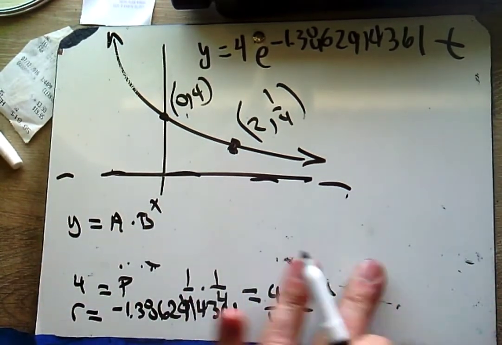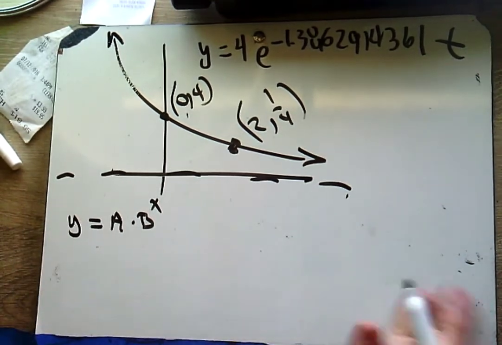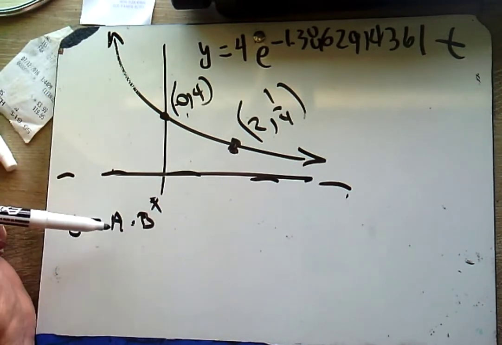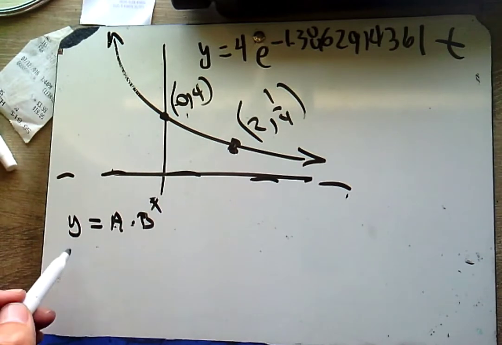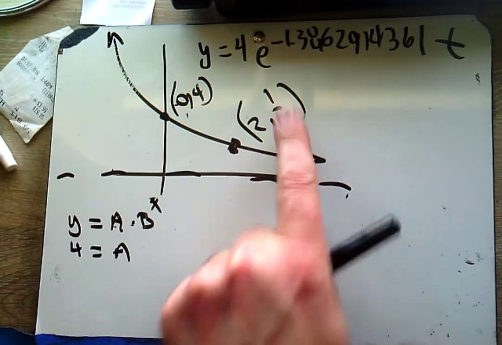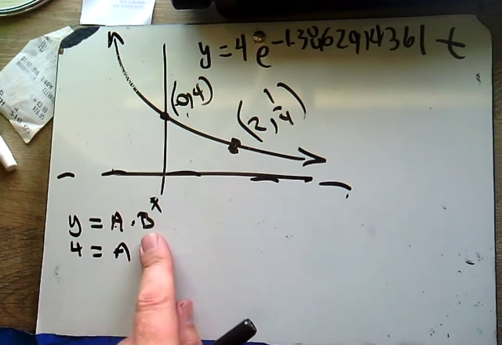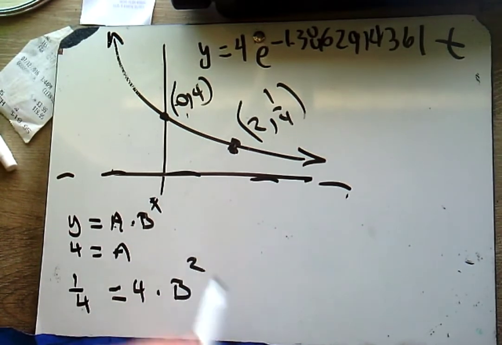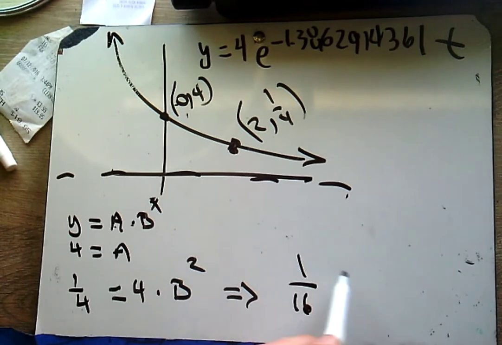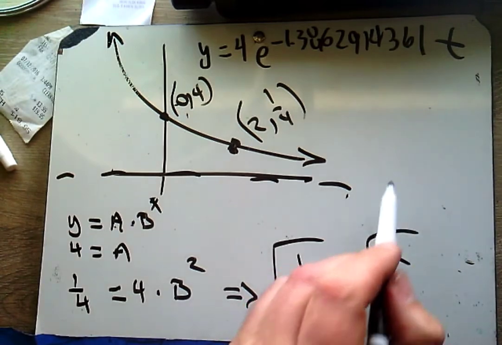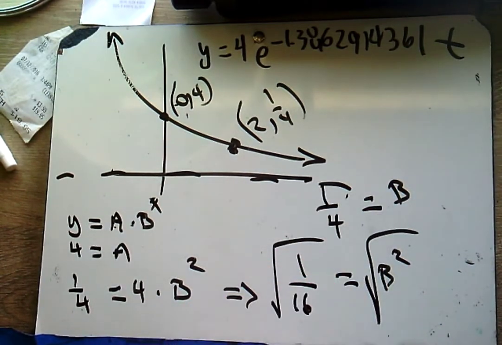I don't like using Pert for these problems. I like using a times b to the x. Now, if I plug in a 0 for x, b to the 0 is 1. 1 times a is a, and on the other side I have 4. So 4 equals a. But now let's plug in this point for x and y, and this in for a, so we can solve for b. 1/4 equals 4 times b to the second. So when I divide both sides by 4, I'm going to get 1 over 16 equals b squared. And if I take the square root of both sides, I end up with b equals 1/4.